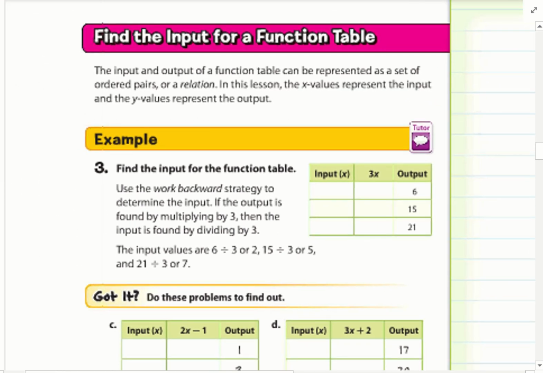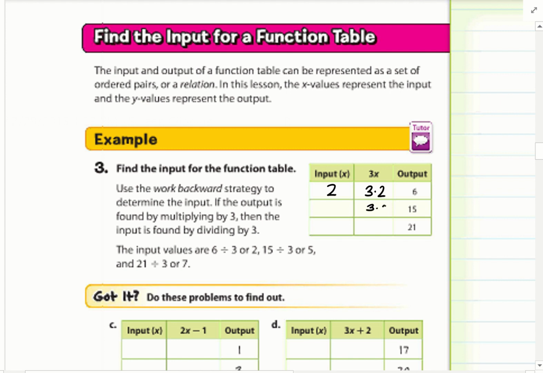So now we're going to do the backward strategy. This is when we have the output, but we need to find the input. This is find the input for the function table. Use the backward strategy to determine the input. If the output is found by multiplying by 3, then the input is found by dividing by 3. So I have to work backwards. So it is 3 times x, so 3 times 2, or in this case, I know 3 times 2 is 6, so my input is going to be 2.